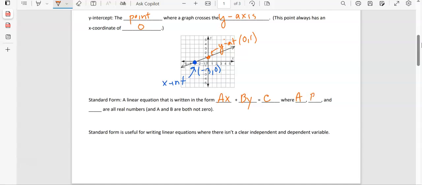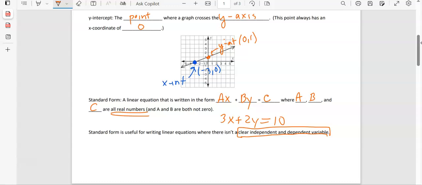And a, b, and c in this case get filled in with real numbers. They don't become variables. I'm using them as variables in this situation, but really only x and y are going to be variables. And so we might have a situation where it's like 3x plus 2y equals 10. That's an example of standard form. So the A, the B, and the C get filled in with actual numbers. When we get into chapter 4 and we learn to write equations, that's when standard form is probably going to make a lot more sense. But it's useful when there isn't a clear independent and dependent variable, which we've definitely been hitting hard.